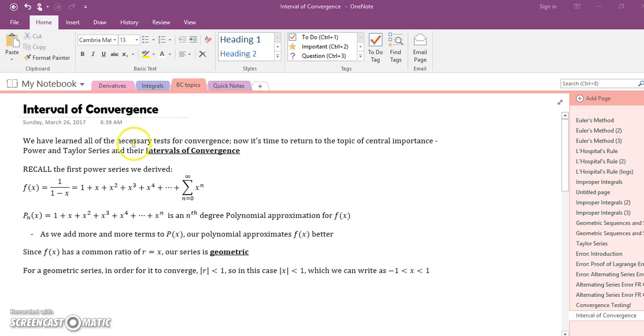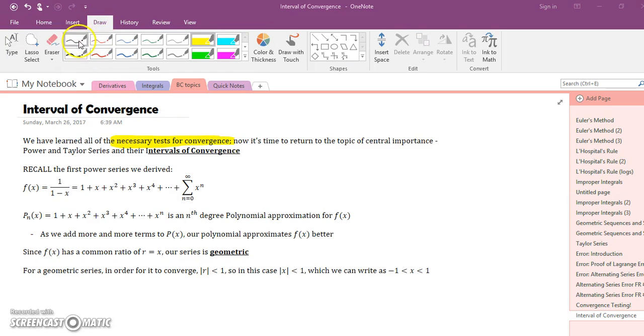So what we've been doing the past week and a half is learning all the necessary tests for convergence. There's about 7 or 8 of them, and you have to know them, know how to use them, know how the conclusion works. Recall that before we did that, we did a bunch of series stuff. So we started with series, we jumped to convergence. Now we're going to go back to the main topic. The whole point of convergence was to do it with series. So we're going to go back to power and Taylor series and use all our knowledge of convergence to find the interval of convergence.